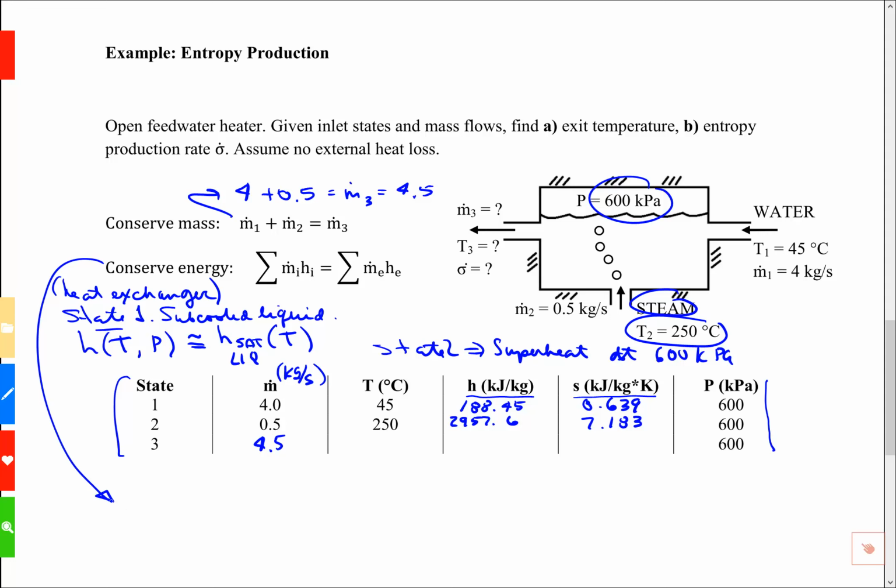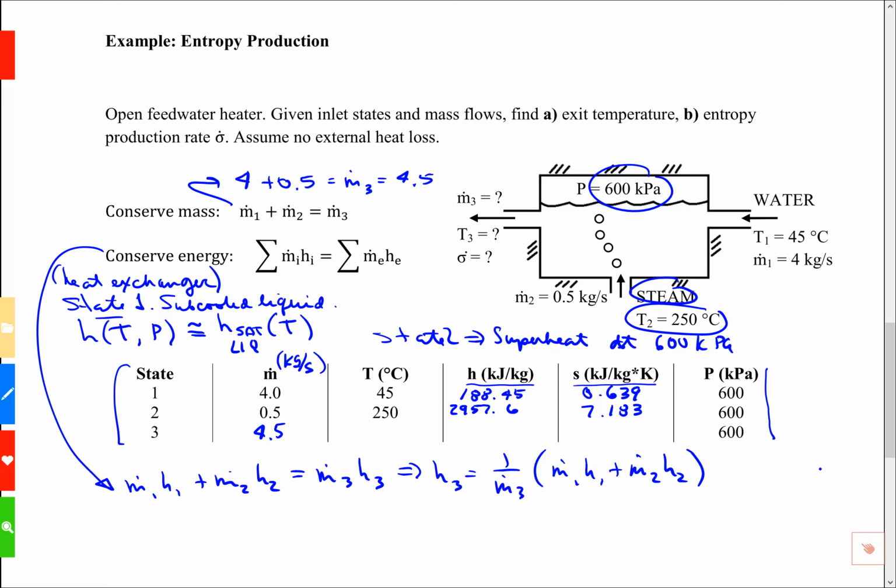We're looking for the temperature. We can use this equation to find S. Let's write this out. For the inlet states, we've got two of them. We've got m dot 1 H1 plus m dot 2 H2, and that's equal to the sum of the exit states. There's only one of those, m dot 3 times H3. And then I know everything except H3, so let's solve for that. H3 is going to be 1 over m dot 3 times m dot 1 H1 plus m dot 2 H2. And let's put some numbers in.